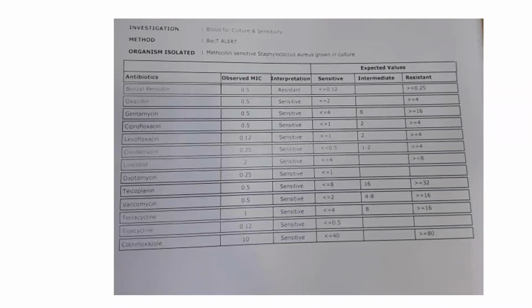I understand that all these Vitek methods, they are automated, but do you know, or if you could give us a little bit of idea of how the machine concludes what is the observed MIC? Do they do a mini disk diffusion inside, or how is the machine actually coming to this conclusion?